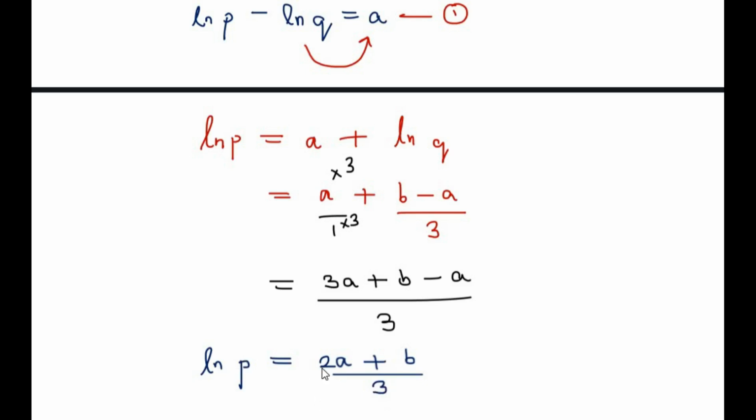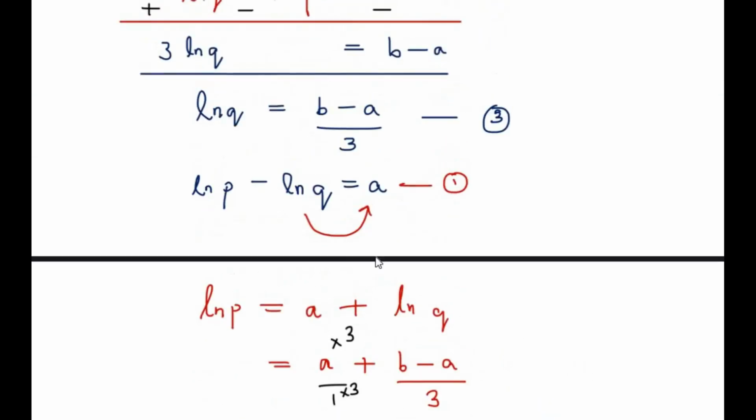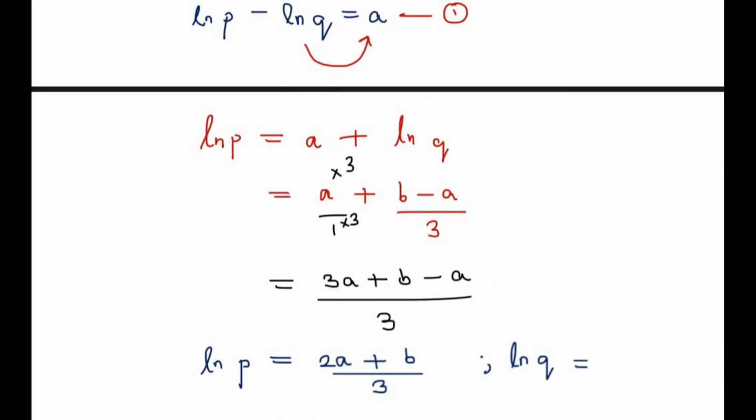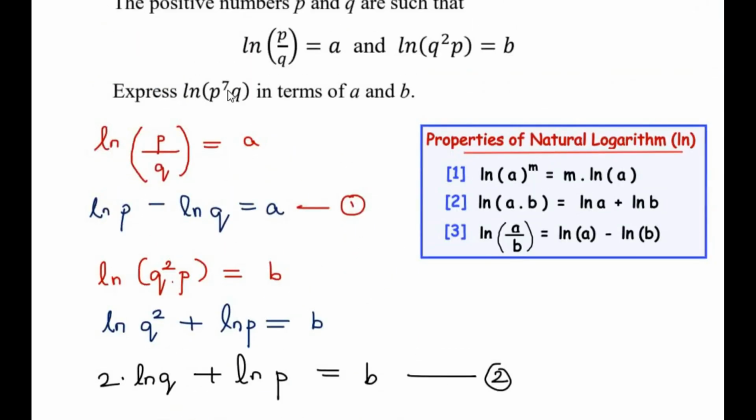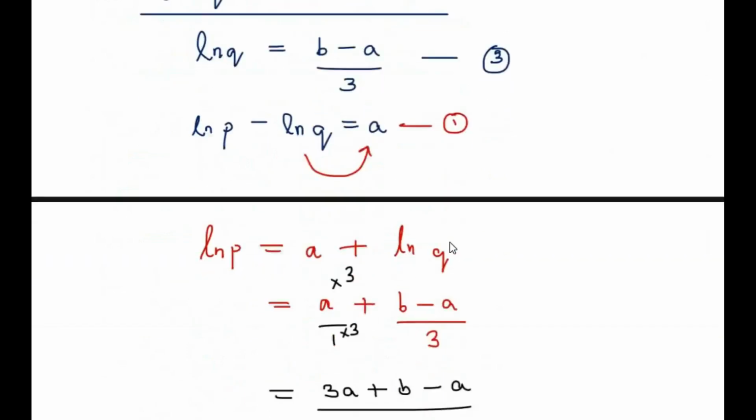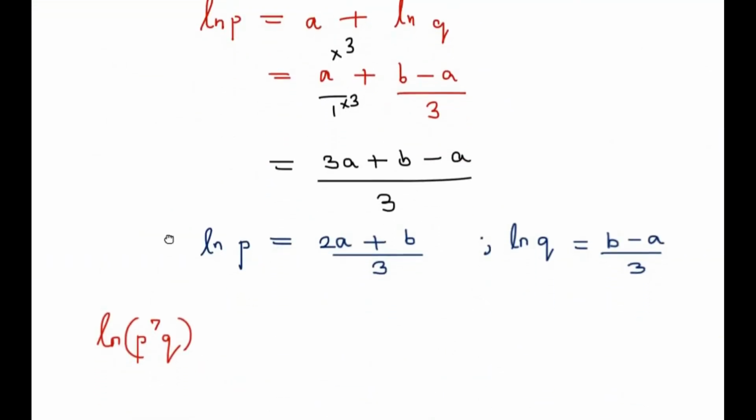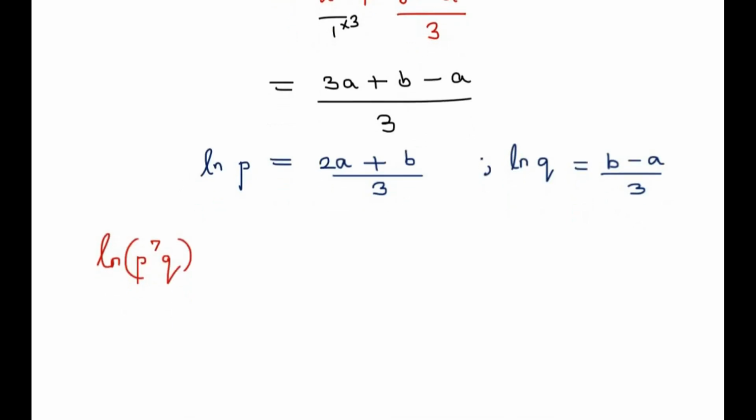Now we have got ln p and we have also got ln q. So let me write ln q over here. Its value was (b minus a) over 3. So let us write over here (b minus a) over 3. Now once we have got this, we need to focus on the given expression, that is ln of p to the power of 7 times q. So let us write over here the given question. So here we have written ln of p to the power of 7 times q.